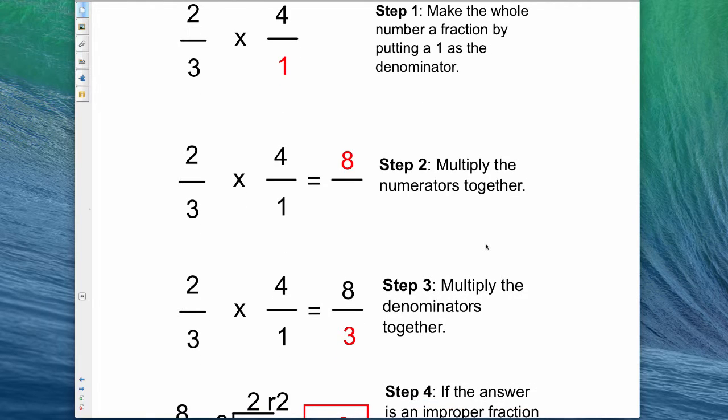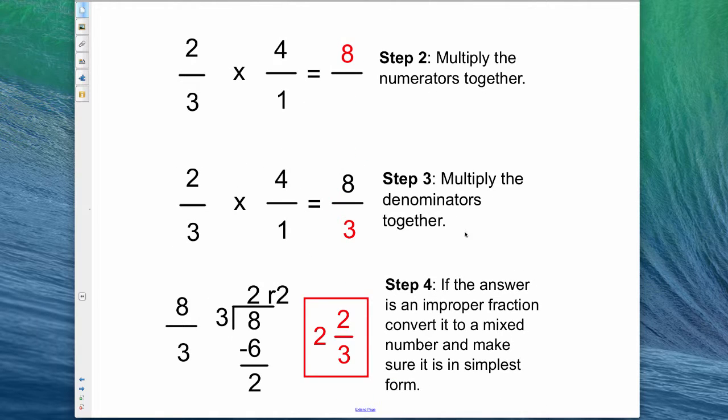Step 2, multiply the numerators together. So I take 2, I multiply it by 4, and I get 8. Step 3 says to multiply the denominators together. 3 times 1. And that leaves me with an improper fraction, 8/3.